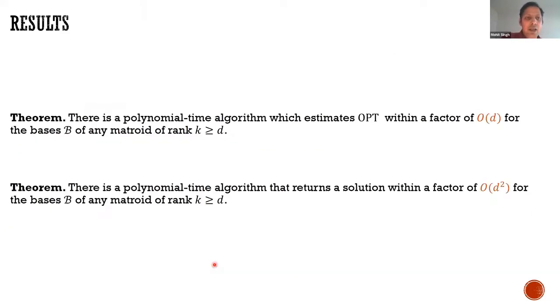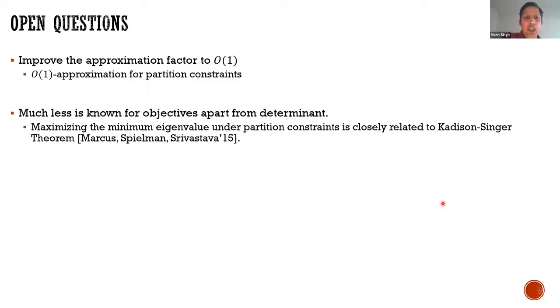Okay. So just to recap the results, we give an order d estimation algorithm and an order d square rounding algorithm, which returns a solution in deterministic polynomial time. Just to end, a couple of open questions. One is, of course, that we give an order d approximation for estimation. Can you improve it to order 1? It's known for partition constraints, but not for general matroid constraints.